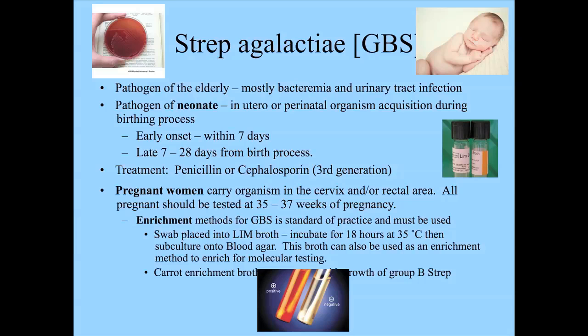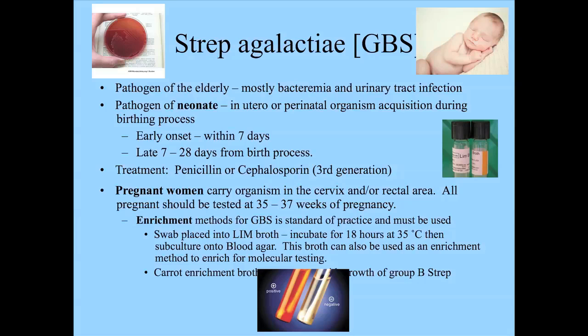Screening is done in the cervical and rectal area, and all pregnant women are screened at 35 to 37 weeks of gestation. Enrichment methods for group B strep are a standard of practice. You cannot just simply put a swab onto the surface of a blood agar plate.